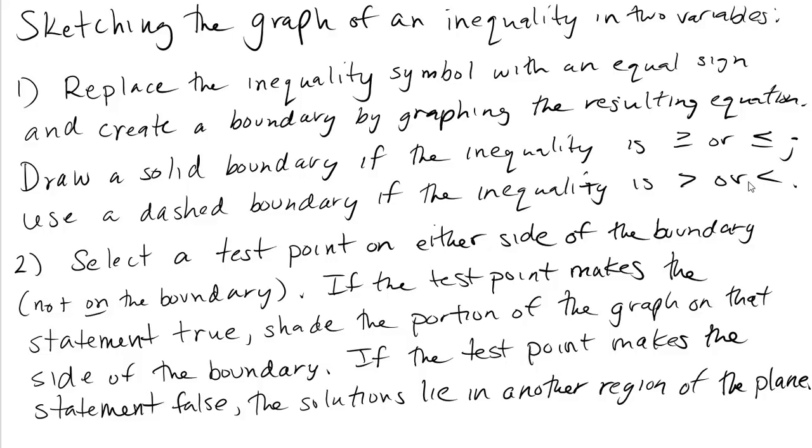You pick a point in one of the regions determined by that boundary. If the test point makes the statement true, then we're going to shade in that region of the graph to indicate that the points on that side of the boundary are all solutions. If your test point makes the statement false, then none of the solutions lie in that region and you have to look in another region.